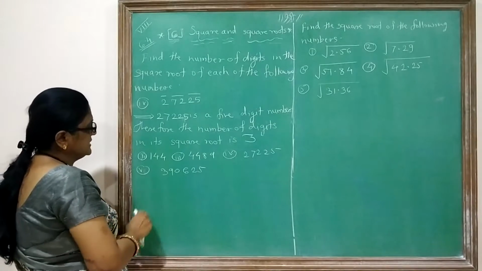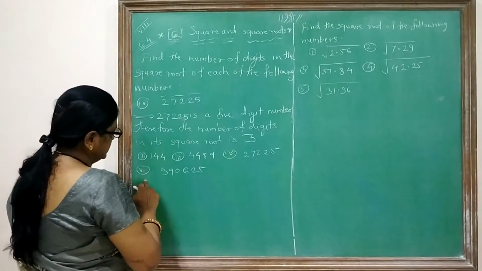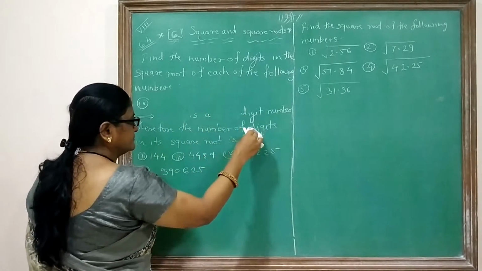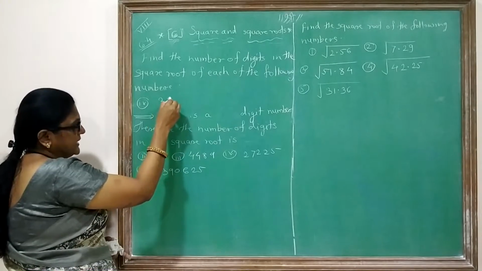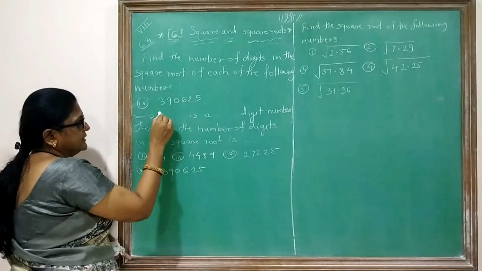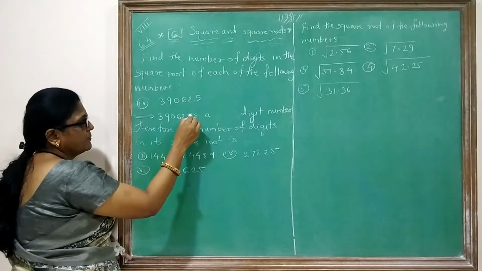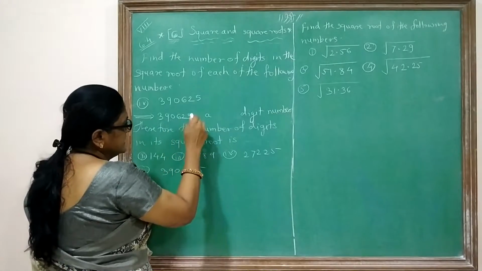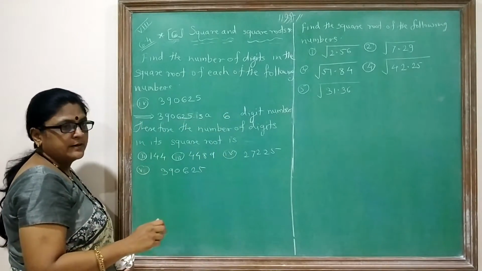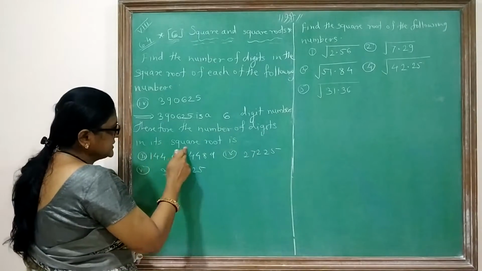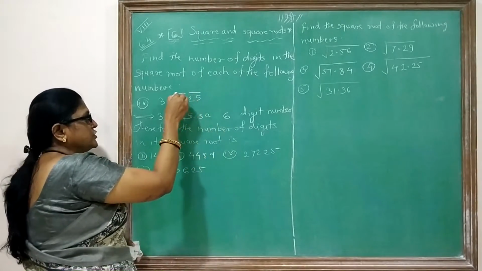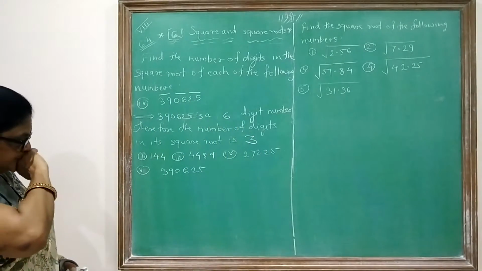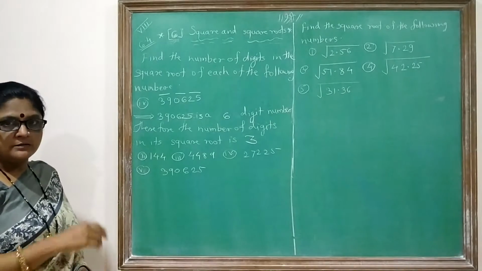Again you will see your last example, that is the fifth. Write here the fifth example: 390625. How many digits is 390625? 1, 2, 3, 4, 5, 6. It is a 6-digit number, and therefore the number of digits in its square root is, this is 1, this is 2, this is 3, so you will write 3. And here this question is completed.